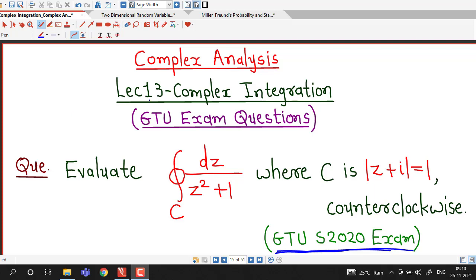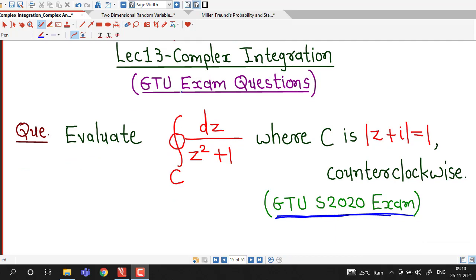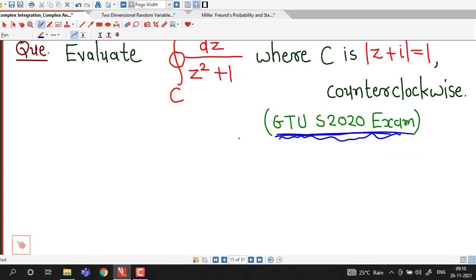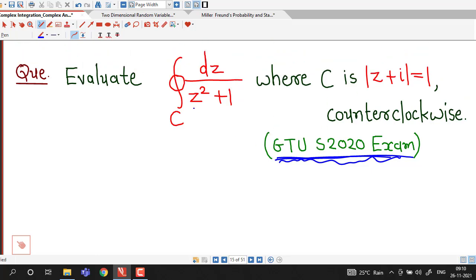Hello friends, I welcome you in lecture number 13 on complex integration. In this lecture we are going to do one more problem on complex integration. This question was asked in GTU summer 2020 exam. So let's try to evaluate this complex integral.